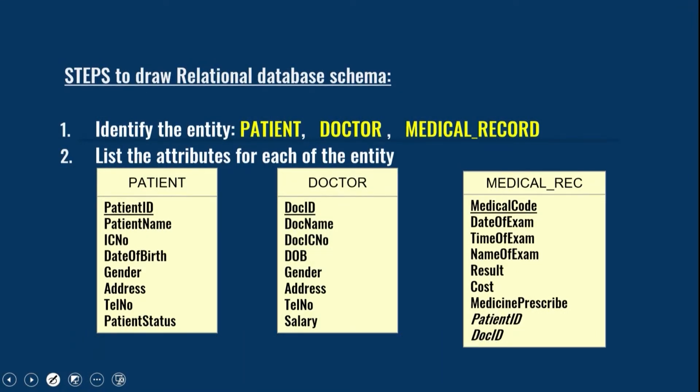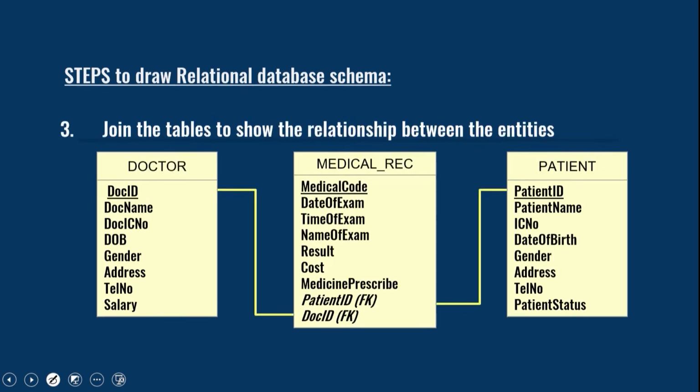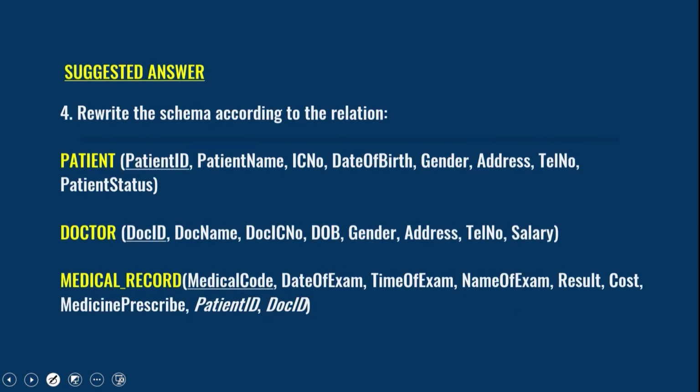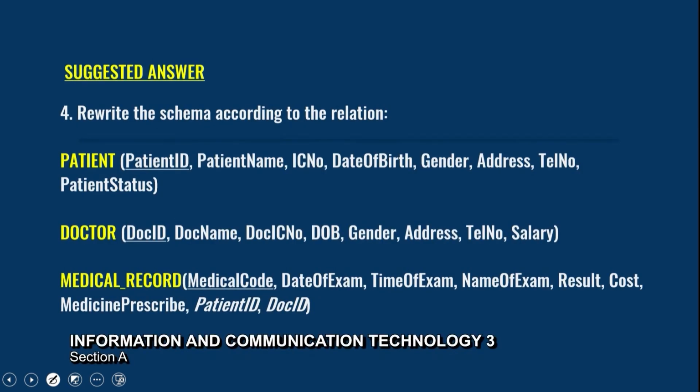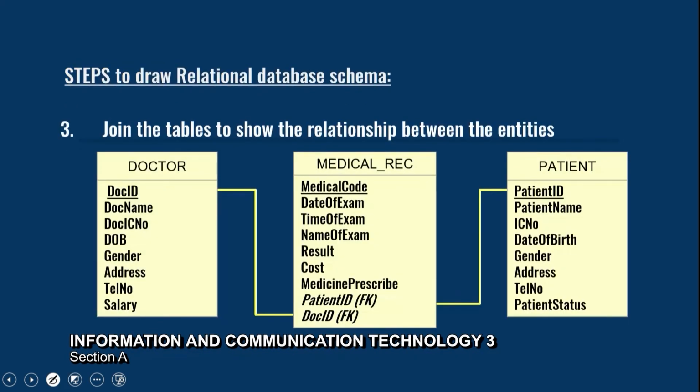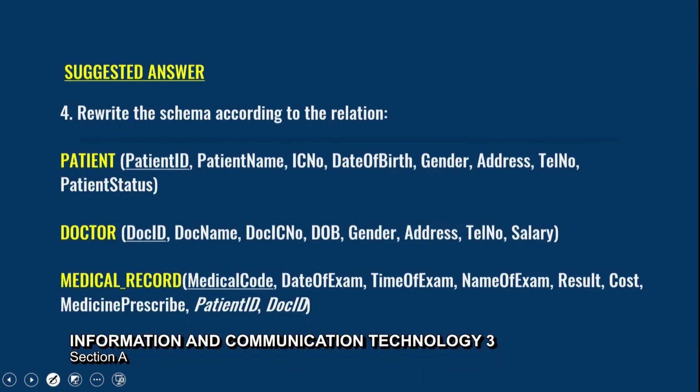Then okay, you list out all the attributes. So at least 3 to 4 attributes for each entity. Then you link the primary key with the foreign key. Okay, and then you have already connected all the 3 relations here. And then from the relations that you have done here, just copy back into the relational schema, and then you write something like this. Okay, patient, bracket, and then you list down all.